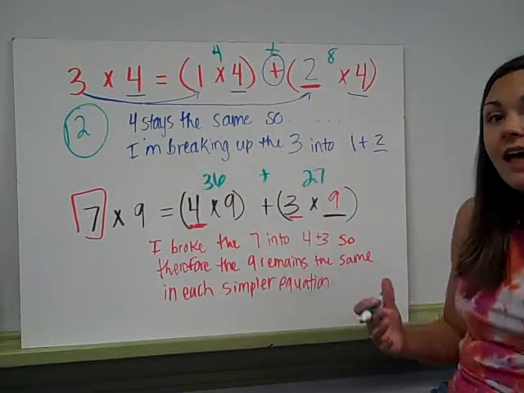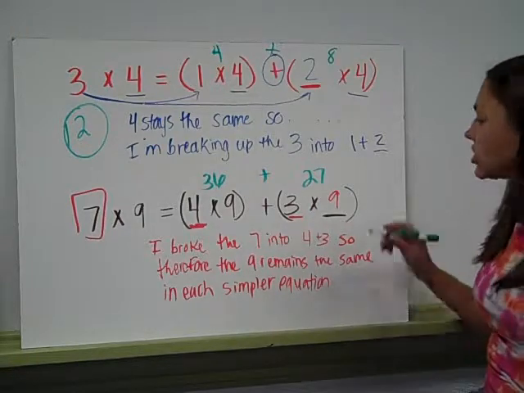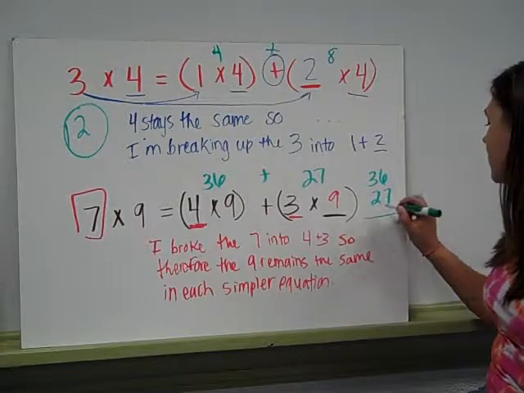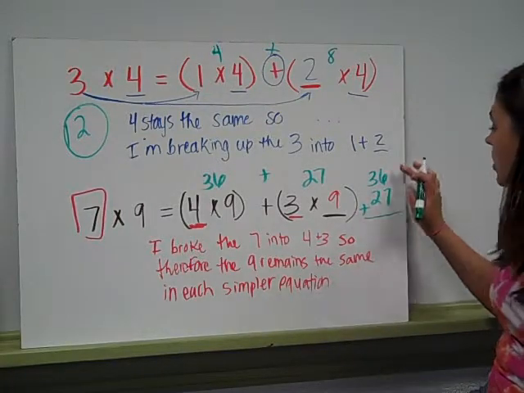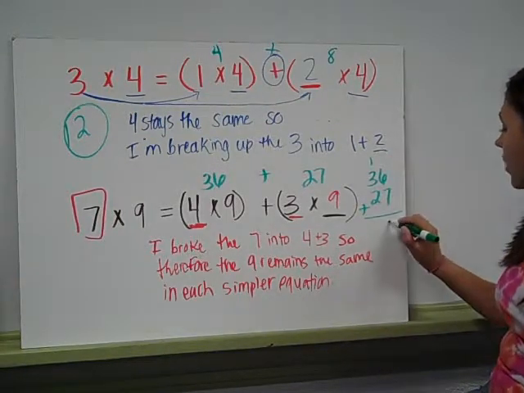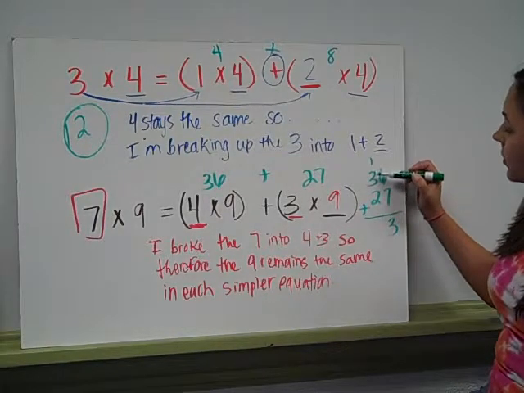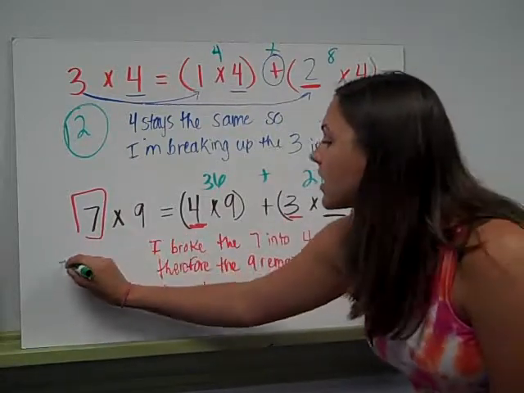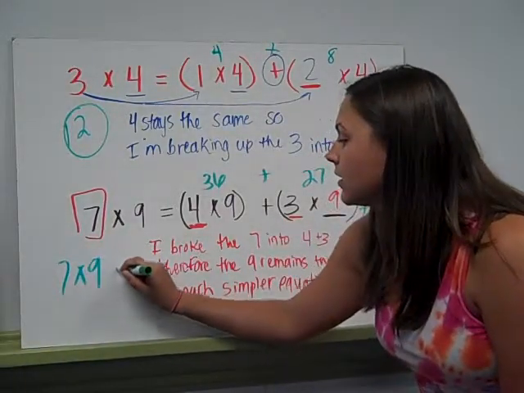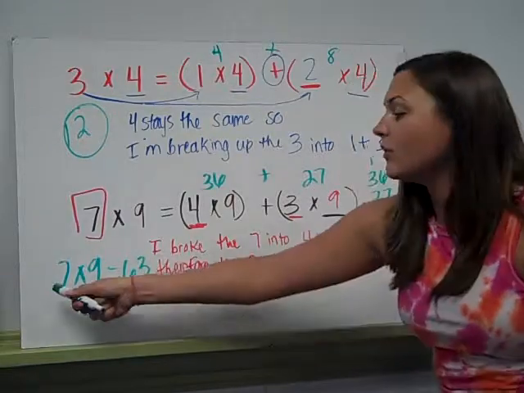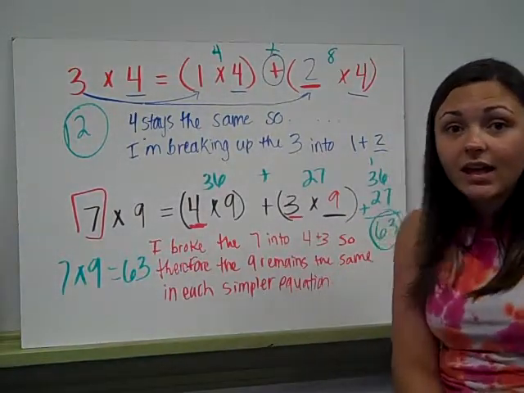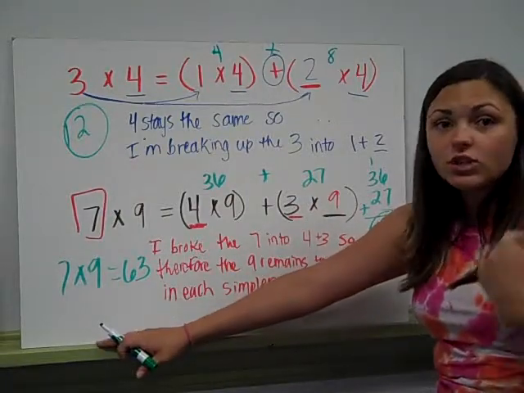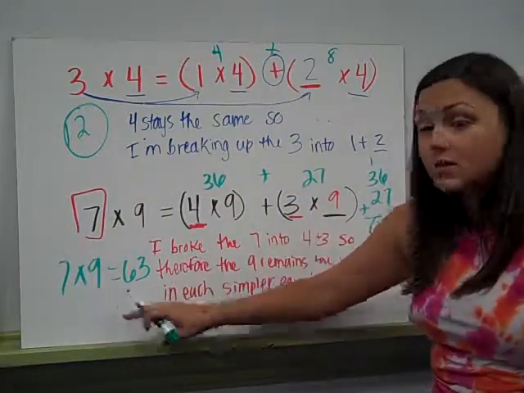Now, if you can't add those large numbers in your head, I suggest coming out to the side. 36, 27, draw my line, my addition symbol. 6 plus 7 is 13, carry the 1. 1 plus 3 is 4, plus 2 is 6. So that shows me that my product for 7 times 9 is 63. Now, if you don't know that multiplication fact in your head, distributive property is a great way to solve multiplication facts that we don't know by heart yet. It gives me 63.